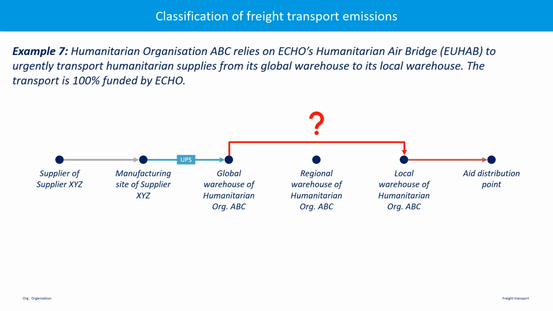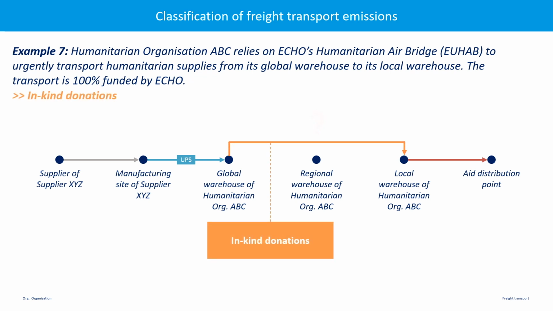Here we look at an alternative for the international transport segment. Imagine the humanitarian supplies are delivered by ECHO's humanitarian air bridge up to the in-country warehouse of humanitarian organization ABC. So let's imagine we are in an emergency situation. So the humanitarian air bridge is paid by ECHO, fully funded by ECHO. So what emissions category do we have here? Well, for this last example, we have a case for in-kind donations. So the flight here is fully funded by ECHO, so we are clearly in an in-kind donations scenario.